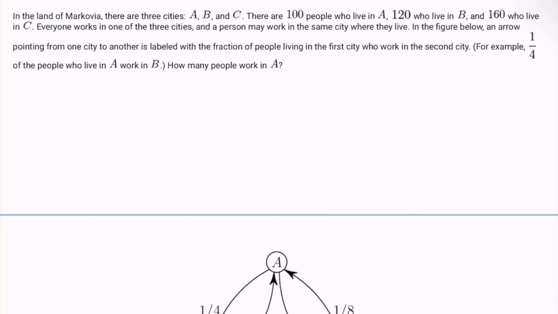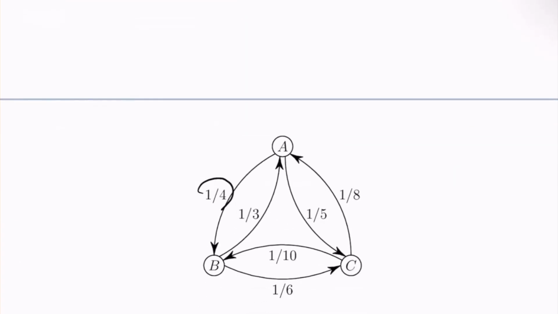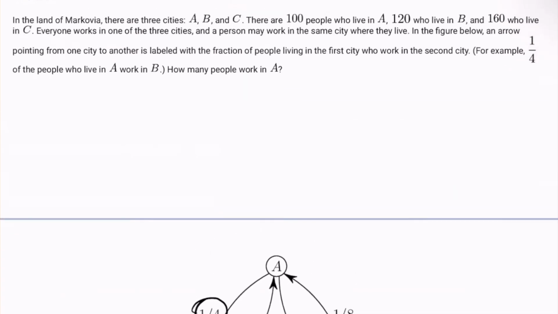In the figure below, an arrow pointing from one city to another is labeled with the fraction of people living in the first city who work in the second city. For example, 1/4 of the people who live in A work in B, which is shown over here. How many people work in A?